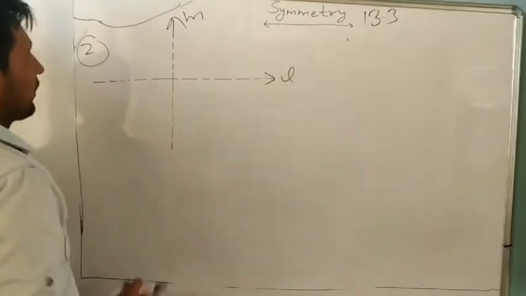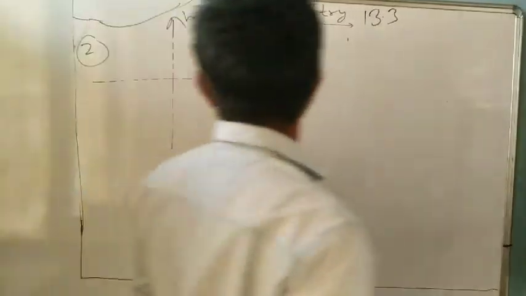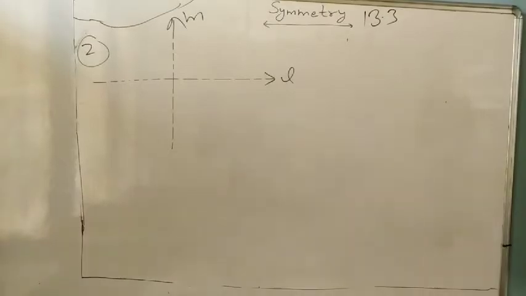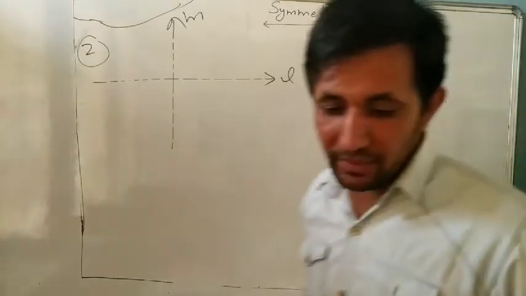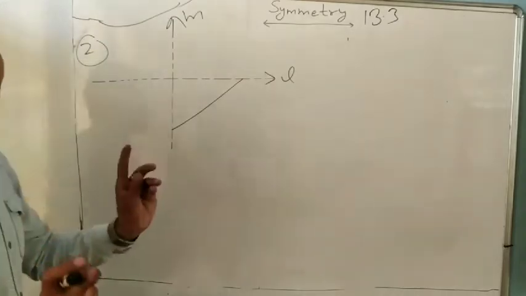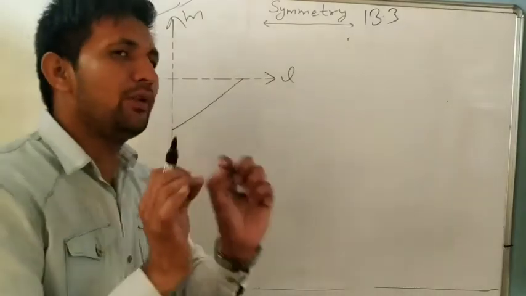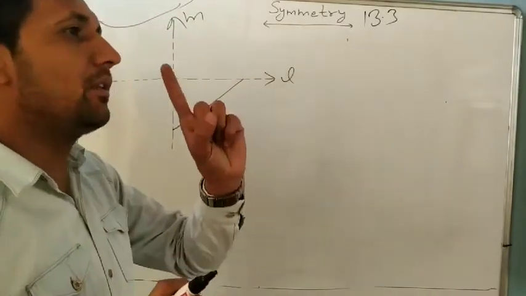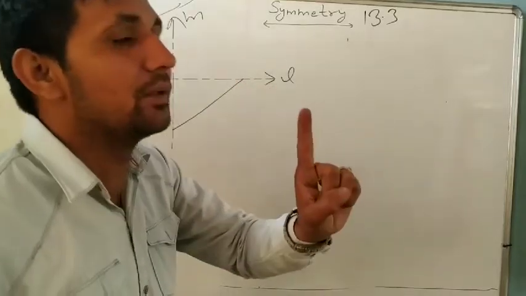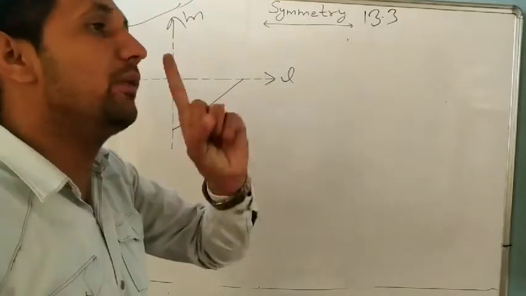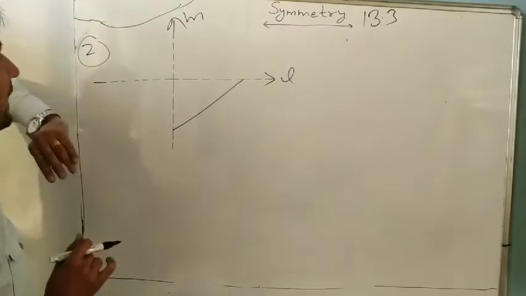It is a dotted line, and there are 2 lines of symmetry. So we have to complete the figure. First, forget that there are two lines; we will remember only 1 line of symmetry first.